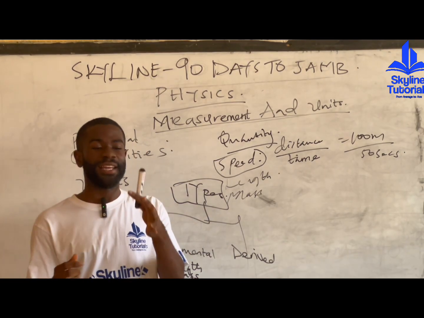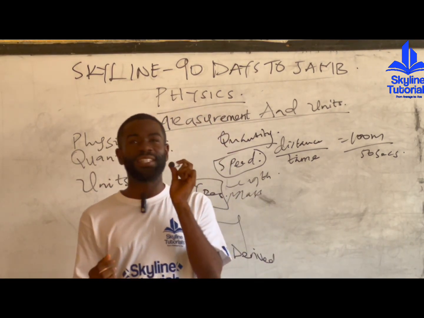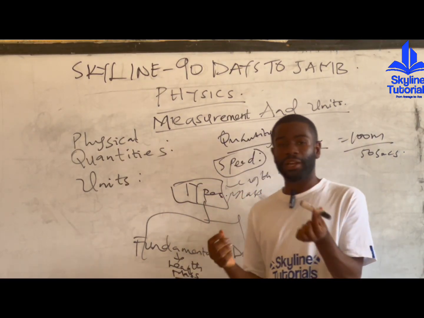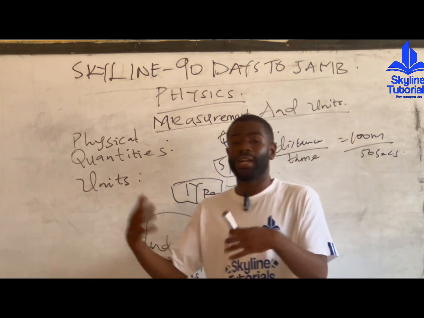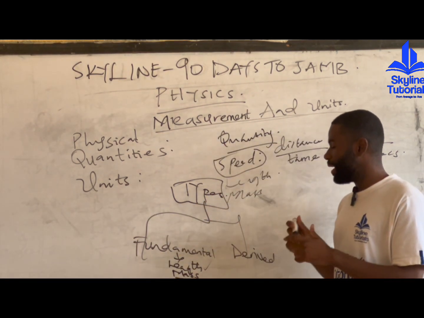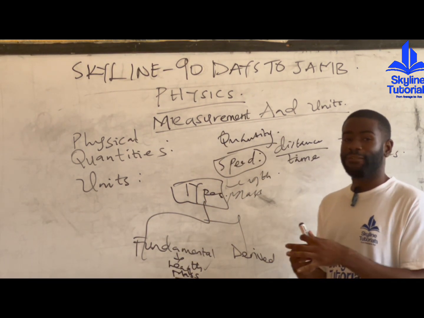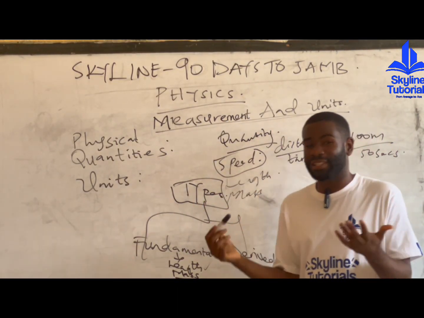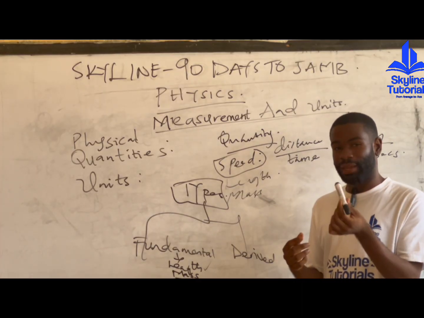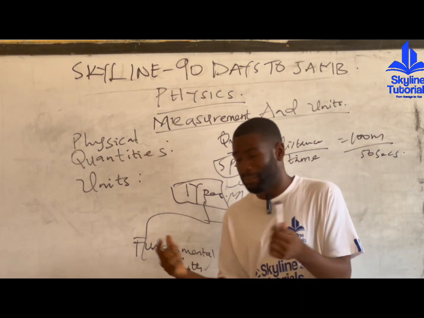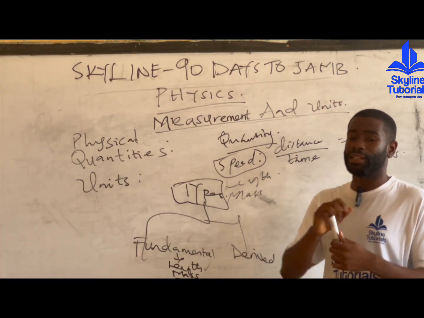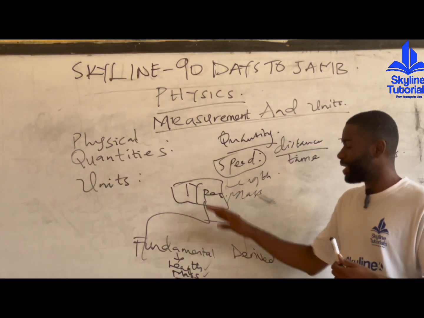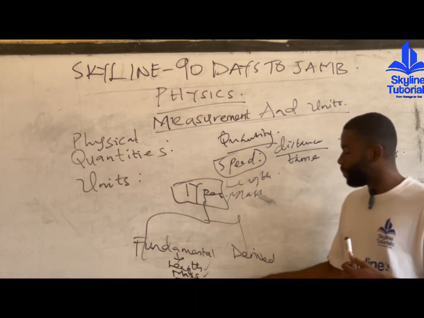So if I want to get the length of this marker, for example, it is independent. It does not depend on anything. I just make use of an instrument to get the length, and it does not depend on any other quantity. That is why it is fundamental. Another example is mass. If I want to get the mass of this marker, it does not depend on any other quantity. As a matter of fact, mass is constant. So wherever I measure this, it is always constant. So since mass does not depend on any other quantity for its existence, it is referred to as a fundamental quantity. Another example is time.